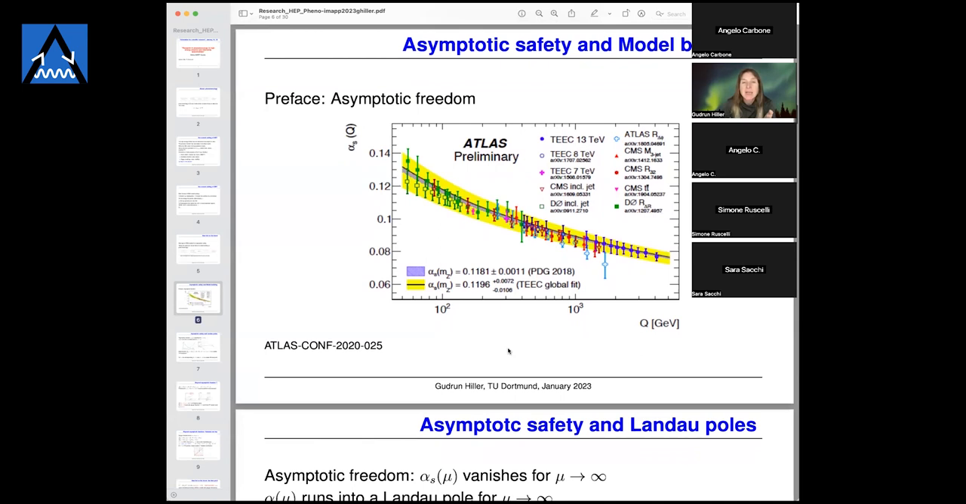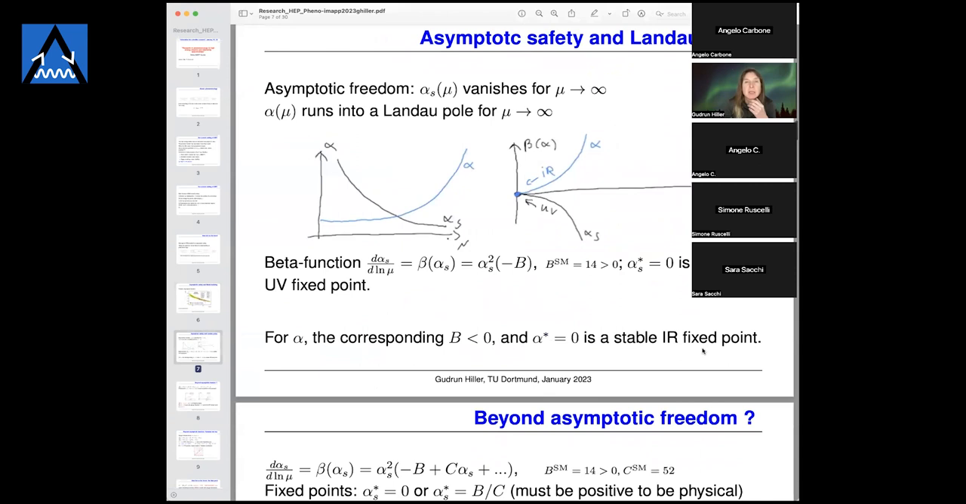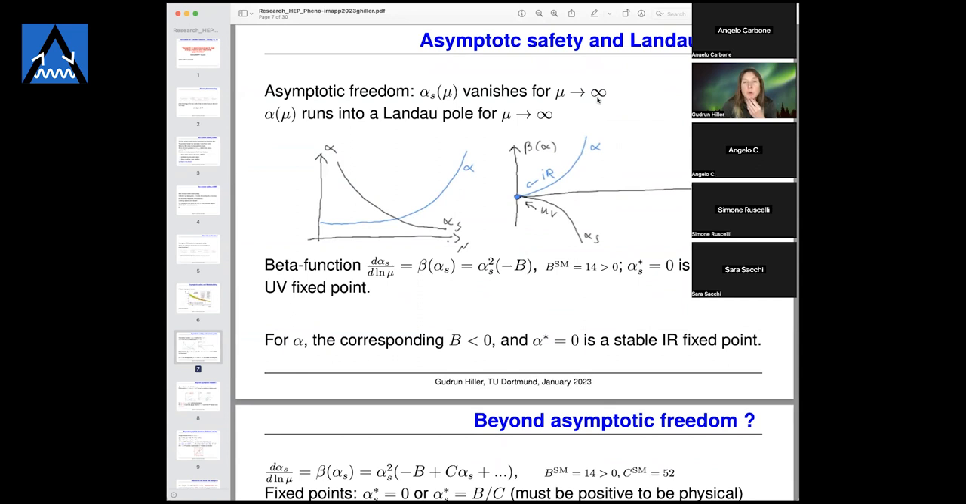Well, you remember this probably. Asymptotic freedom: alpha s vanishes for mu going to infinity. The reason is that you can describe this change of alpha s with energy scale by a beta function. So the change of alpha s with the energy scale, and I wrote it as d alpha s over d logarithm mu. That's what one calls the beta function. This beta function can be computed, and at lowest order, it looks very simple. It's just alpha s squared times a coefficient minus b. There's a reason why there's this minus sign. That means that this beta function is negative.